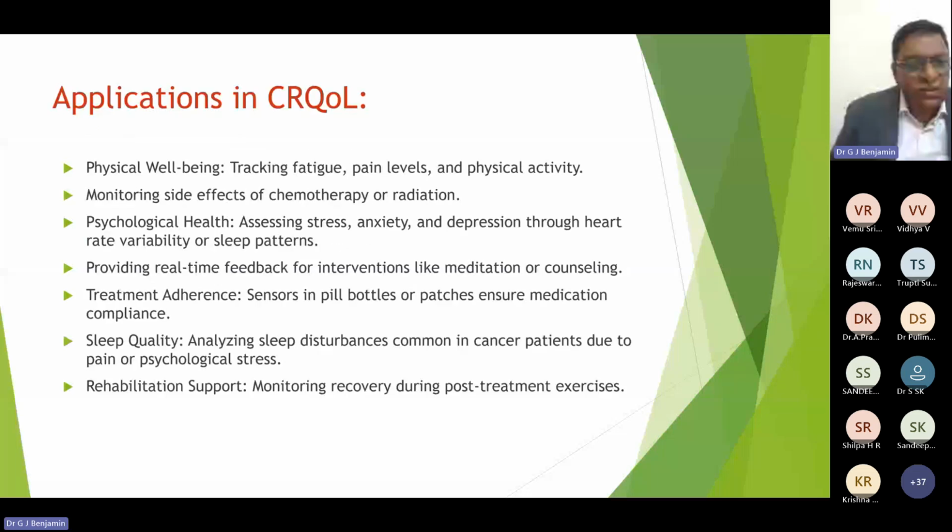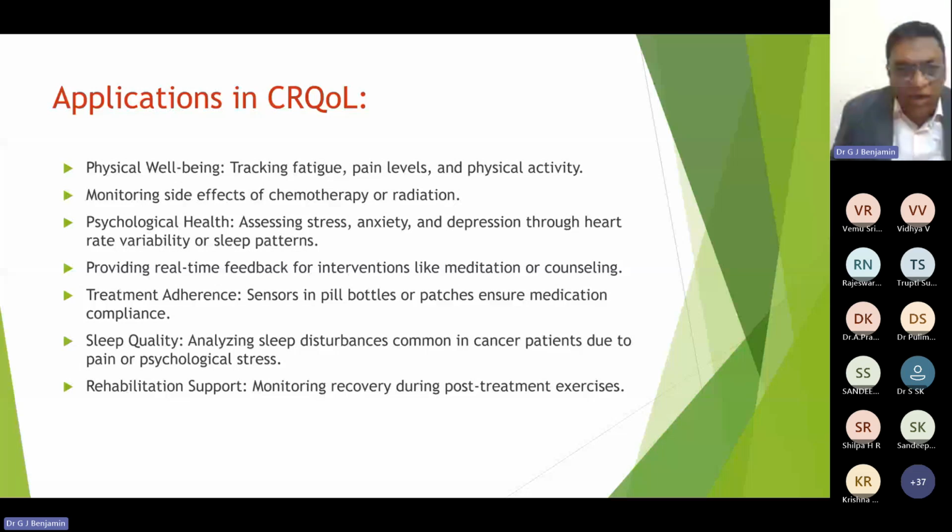Now, what are the applications in cancer-related quality of life? Number one, physical well-being. In physical well-being, tracking of fatigue, pain levels, and physical activity, and monitoring side effects of chemotherapy or radiation. Psychological health, like assessing stress, anxiety, and depression through heart rate variability and sleep patterns. Providing real-time feedback for interventions like medication and counseling.